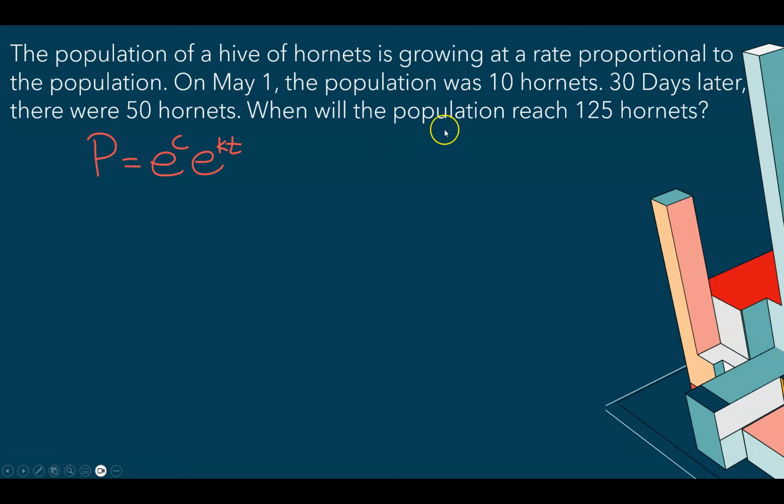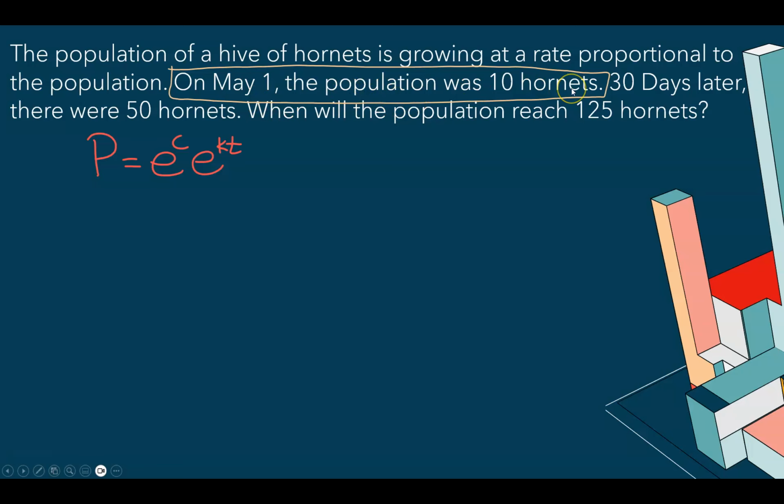We want a specific one. When will the population reach 125 hornets? Our answer is going to be a time when the population is 125 hornets. But if I put 125 in for the population right now, I get nothing useful. I need c and k. So what we're going to do is focus right here.